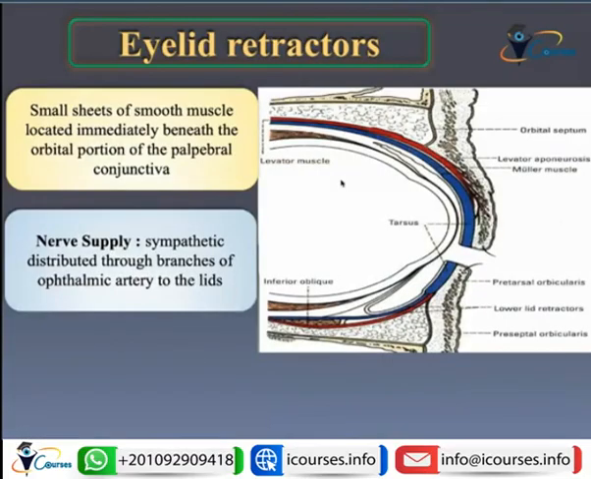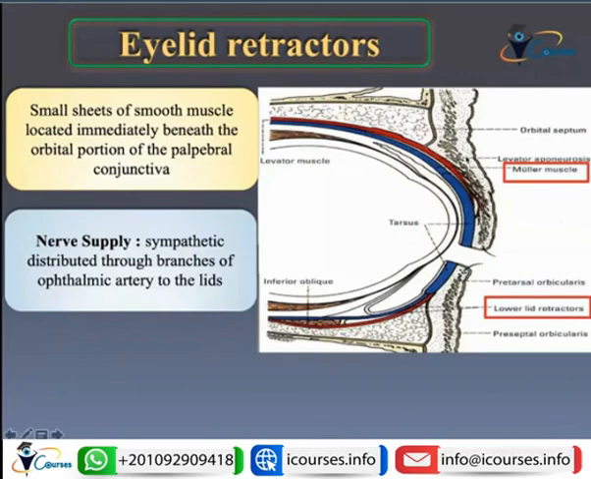So what are the other lid retractors? The eyelid retractors are simply some smooth muscles that are attached to the upper border of the upper tarsus and the lower border of the lower tarsus. So by their contraction, they will lead to retraction of the eyelids.